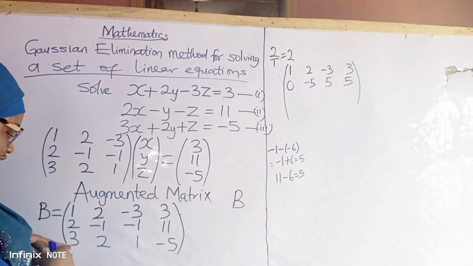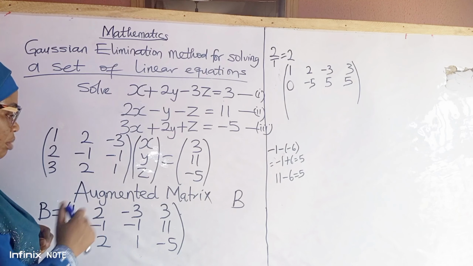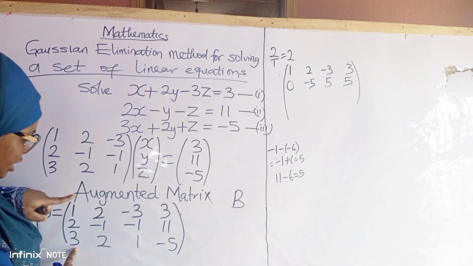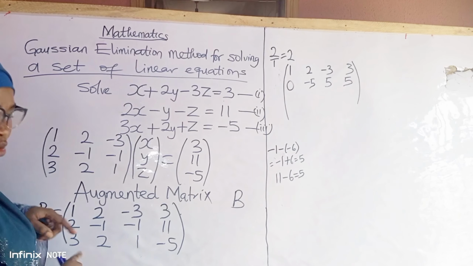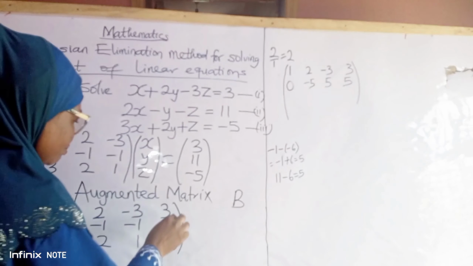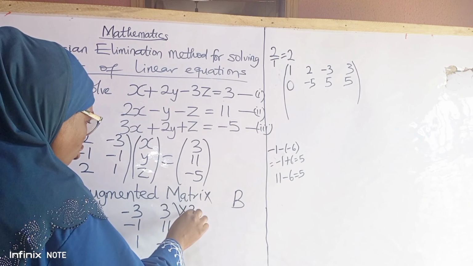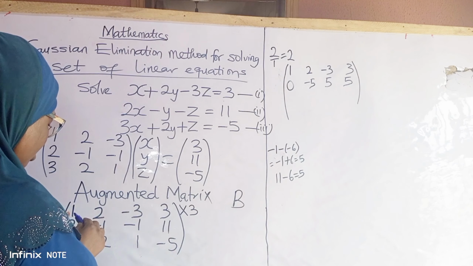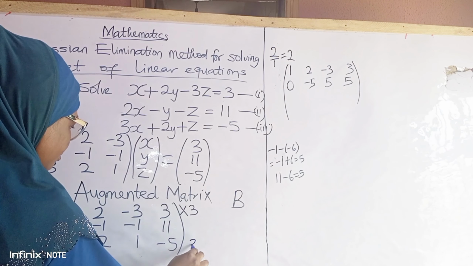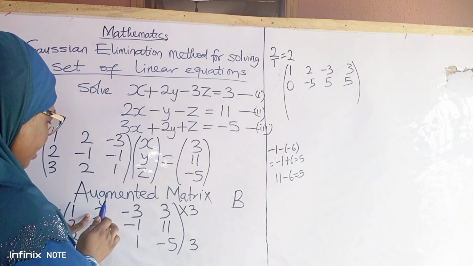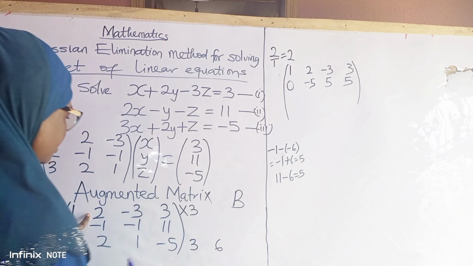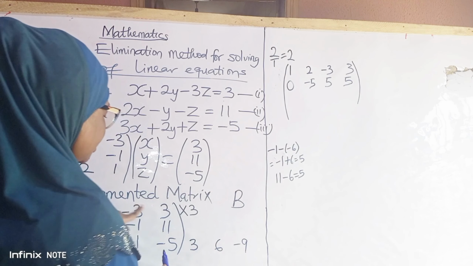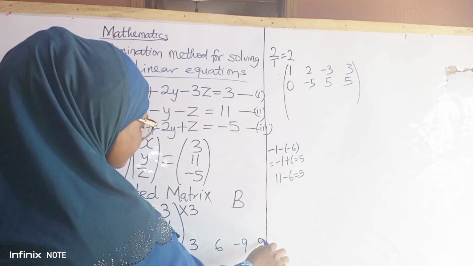Now to go to the same first column of the augmented matrix. The last element there, divide it by the first element, that is 3 divided by 1, which is equal to 3. Now multiply it by the first row of the augmented matrix. So here we have 3 multiplied by 1, 3. 3 multiplied by 2, 6. 3 multiplied by minus 3, that is minus 9. And 3 multiplied by 3 is 9.